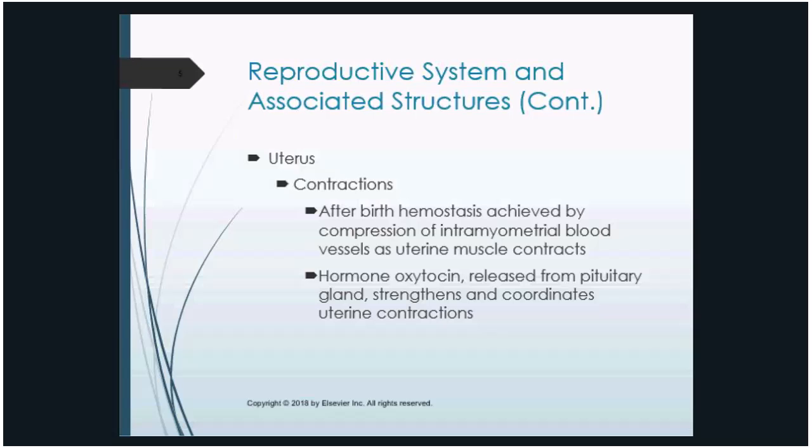So the uterine contractions occur. After birth, hemostasis is achieved by compression of the intramyometrial blood vessels as uterine muscles contract. The hormone oxytocin is released from the pituitary gland, which strengthens and coordinates the uterine contractions. That is the reason that we use oxytocin, to help with augmenting labor.